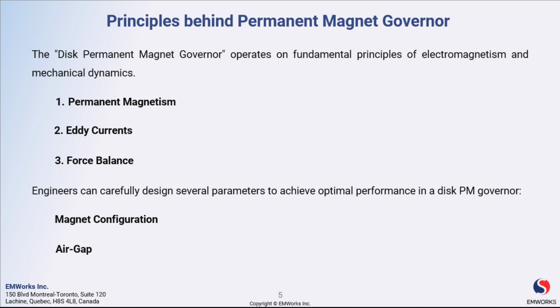Second, eddy currents. When the disk rotates within the magnetic field, it induces eddy currents in nearby conductive materials. These eddy currents generate their own magnetic fields, which interact with the permanent magnet's field, creating electromagnetic forces that act upon the rotor. Third, we have force balance.